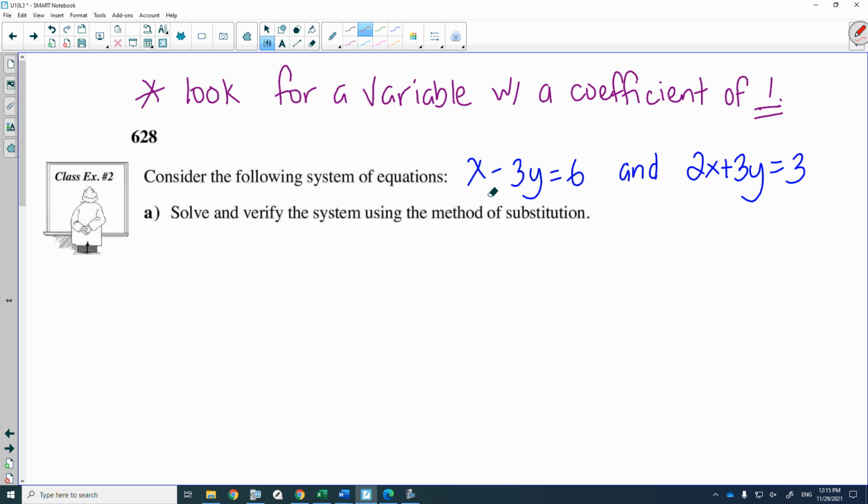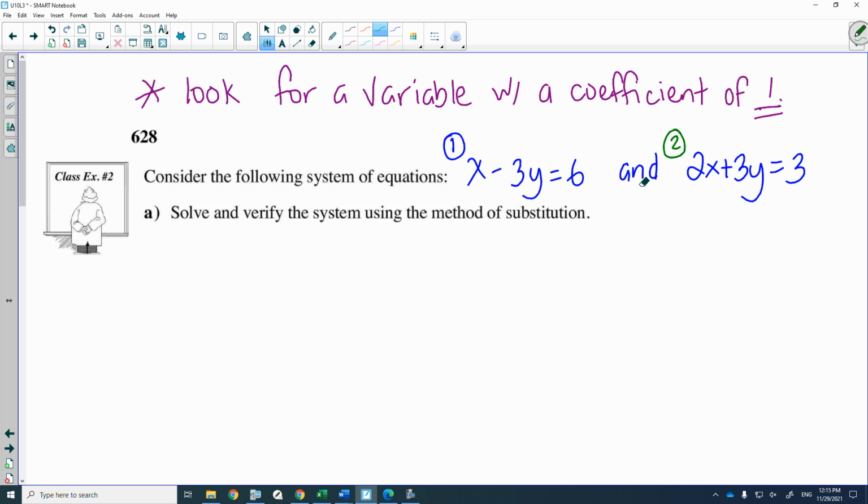So first system, x minus 3y equals 6. Second system, 2x plus 3y equals 3. I want you to look at both systems. One of the systems I could solve for one of the variables in one move. That's the whole point of this. Which system could I solve?